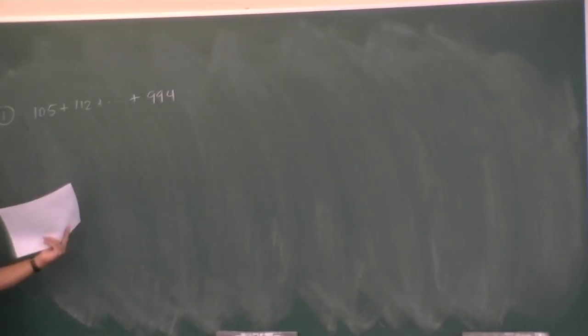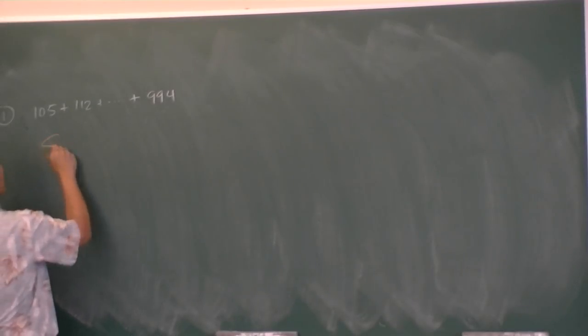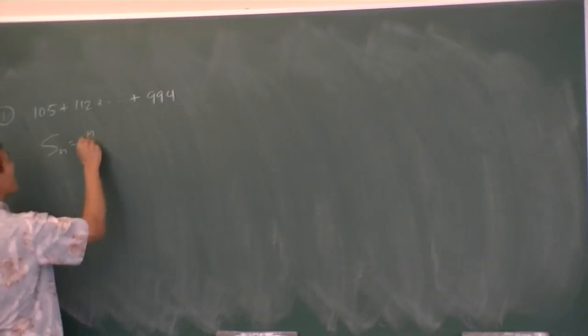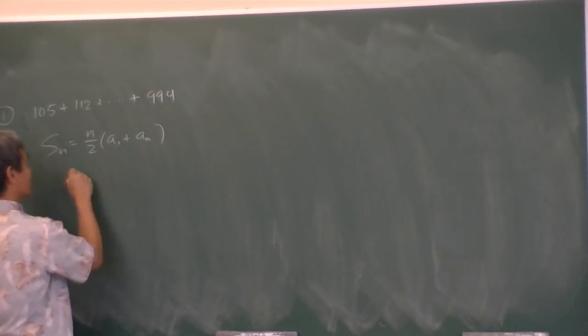Just add them up. Now, what kind of series is this? Is this arithmetic or geometric? Because if it is, we have formulas. It's arithmetic because you keep on adding 7 to get the multiples of 7. So, what's the formula for the sum of the first few terms of an arithmetic series? The sum of the first n terms is n over 2, first term plus last term.